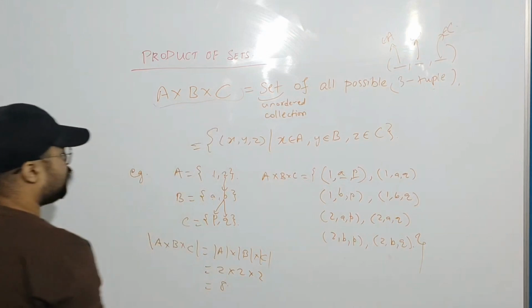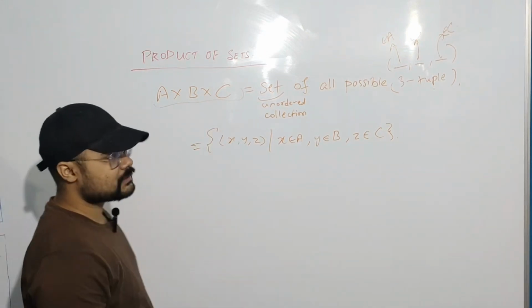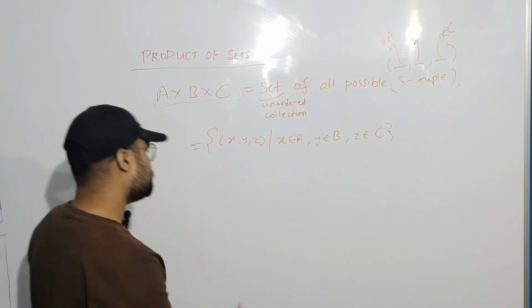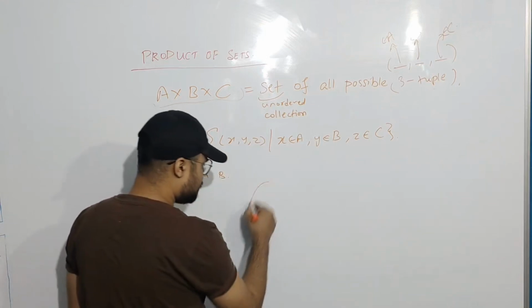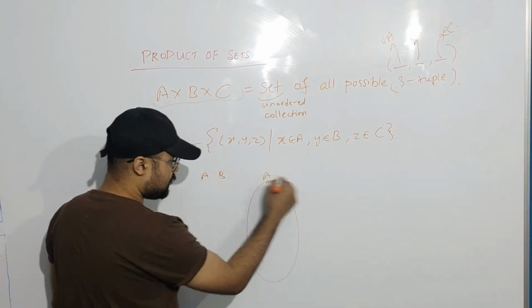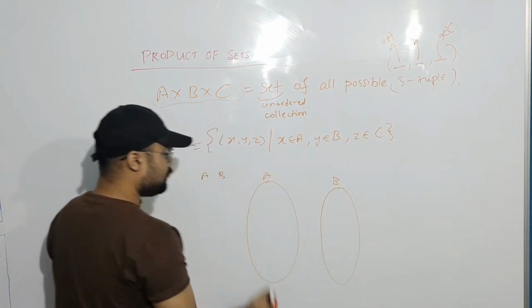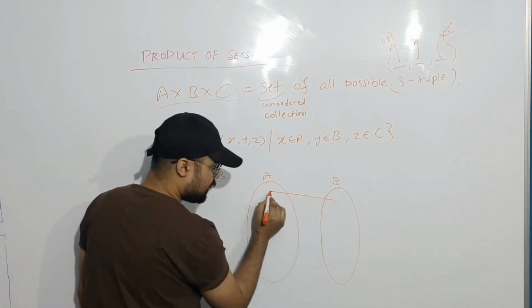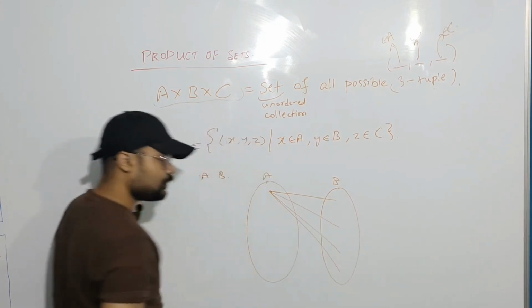But let me show it. Let's take only the first two sets, and it will be easy for me to explain. Let's take two sets A and B. What is happening is that if this is your set A and this is your set B, then every element of set A is connected with every element of set B, right?